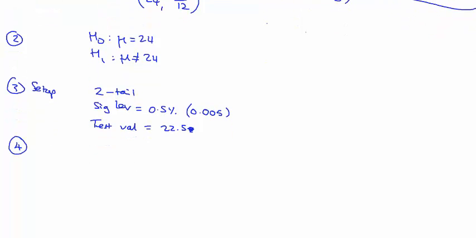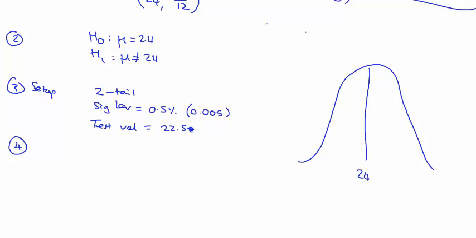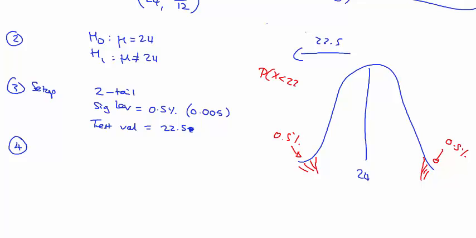Number 4, so just to see this as well. Here's your 24. We are now going to test. Where's our test going to be? Can you see 22.5 has to be on this side? So what we're doing, by the way, is here are our critical levels. We've got them on both sides, and they have to be 0.5% each. So we're going to try to find the probability less than 22.5. And here's all we're trying to find out: does 22.5 end up here?